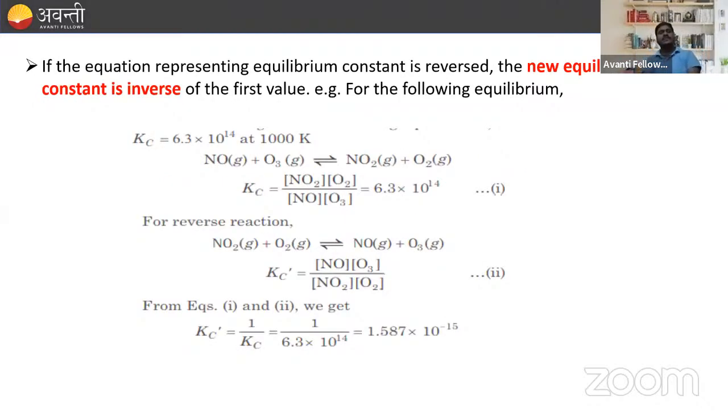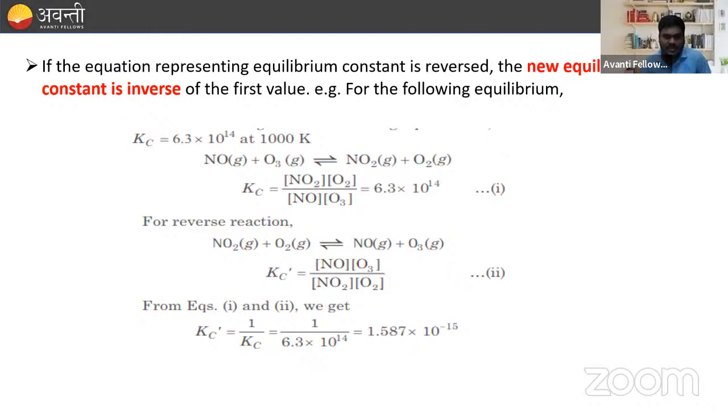Similarly, if the equation representing the equilibrium constant is reversed, the new equilibrium constant is the inverse of the first value. For example, Kc is given as 6.3 into 10 raised to the power 14 at 1000 Kelvin for the reaction NO plus O3 giving NO2 plus O2. For the reverse reaction, that is NO2 plus O2 giving NO plus O3, Kc dash is equal to this.